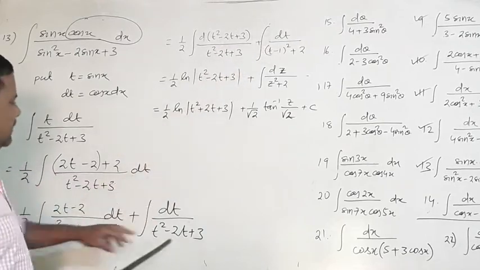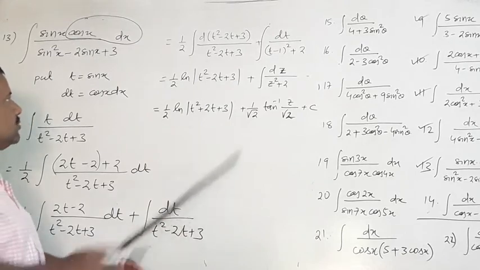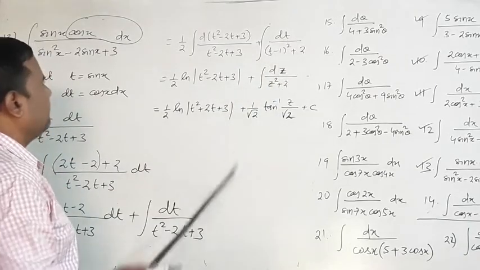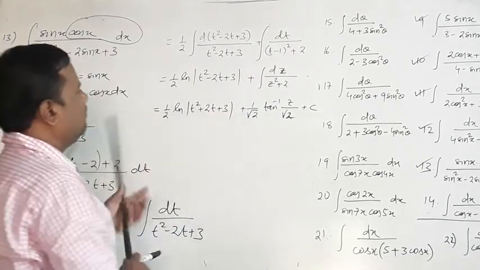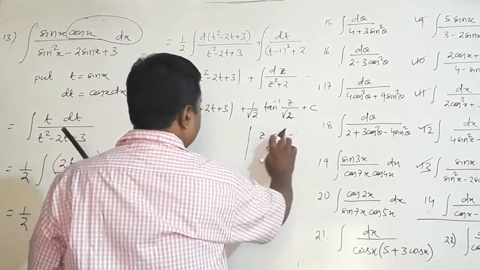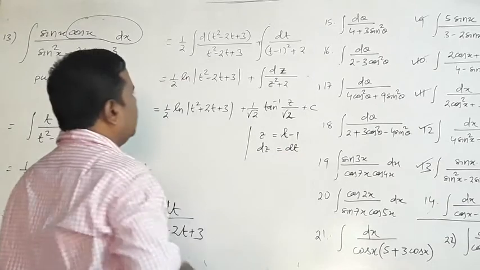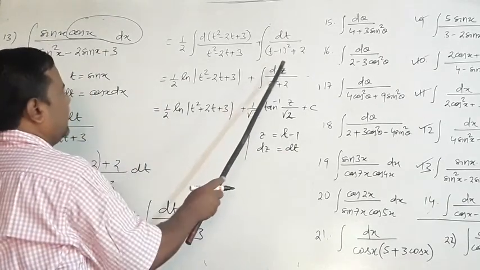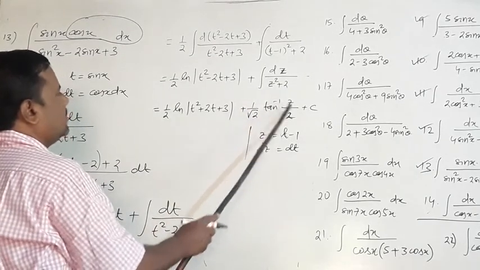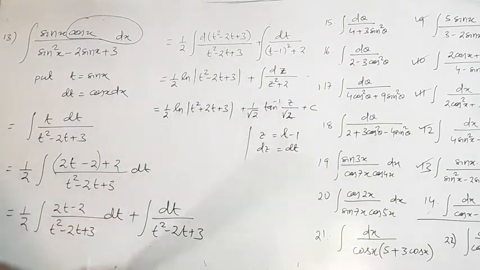And for this part, it is only a very easy quadratic: t square minus 2t plus 3 is t minus 1 whole square plus 2. Now for this part I am putting z is equal to t minus 1, dz is equal to dt. So in place of dt I am writing dz by z square plus a square, and you know the formula 1 by a tan inverse z by a, here root 2. Now you can put the values of t and z here, you can do it by yourself.